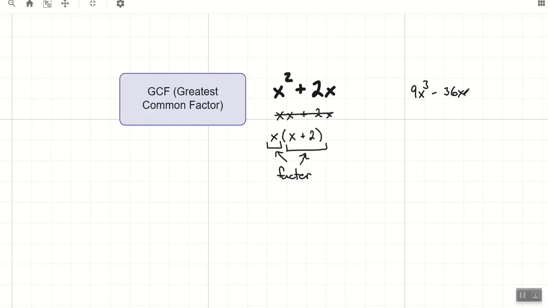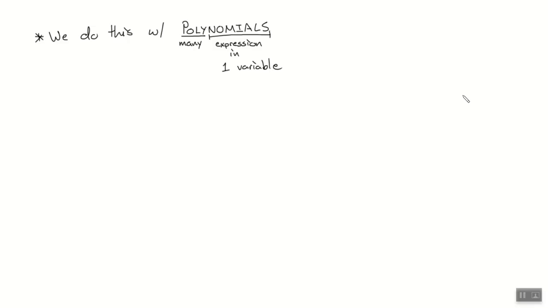And I'm going to switch over to the other program. I might have already decided I'm not going to use this, except sparingly. 9x cubed minus 36x. So I'm just going to catch up. We had GCF.